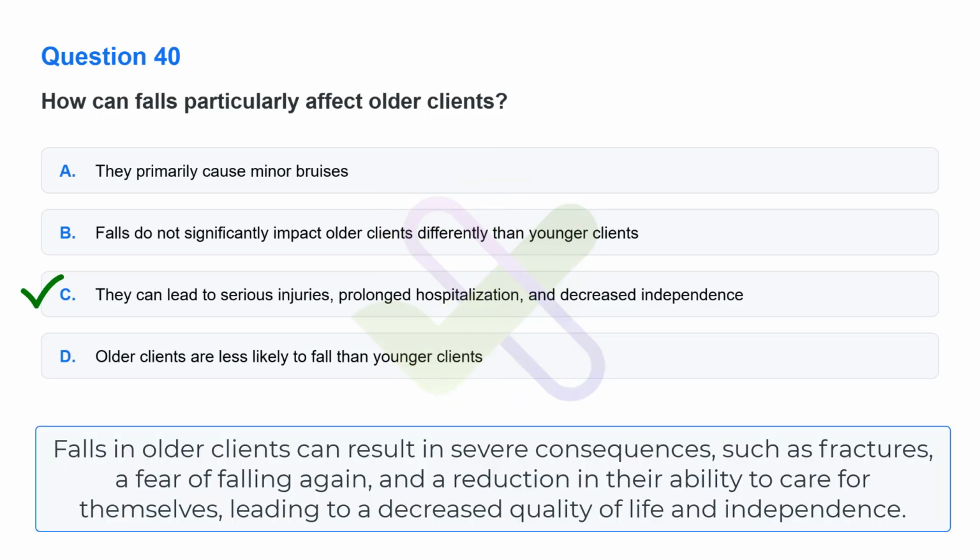The correct answer is C. They can lead to serious injuries, prolonged hospitalization, and decreased independence. Falls in older clients can result in severe consequences, such as fractures, a fear of falling again, and a reduction in their ability to care for themselves, leading to a decreased quality of life and independence.